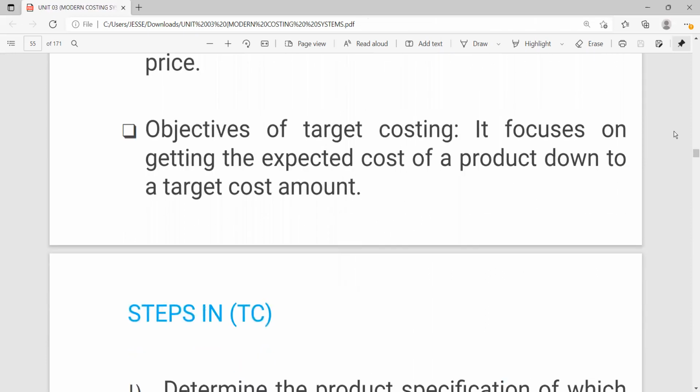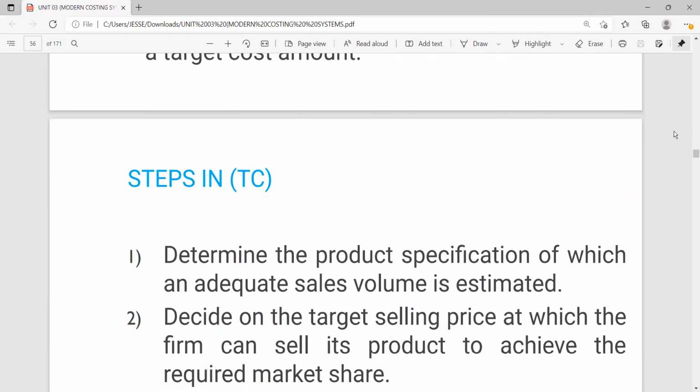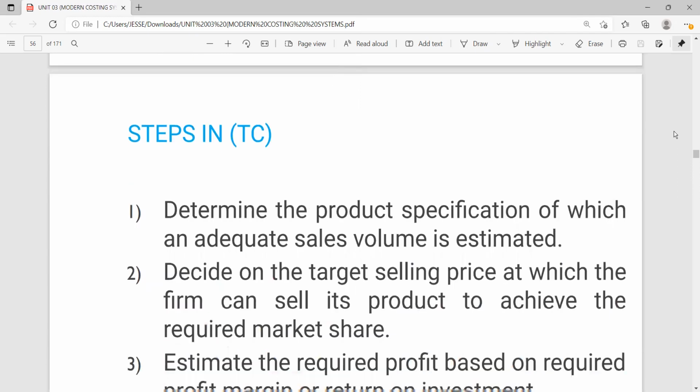Right. So what are the steps in target costing? Number one is determine the product specification of which an adequate sales volume is estimated. So you determine the product specification. So what is the product specification we are looking at here? You can't sell without a product, basically. Number two, you decide on the target selling price. I told you that this is key.